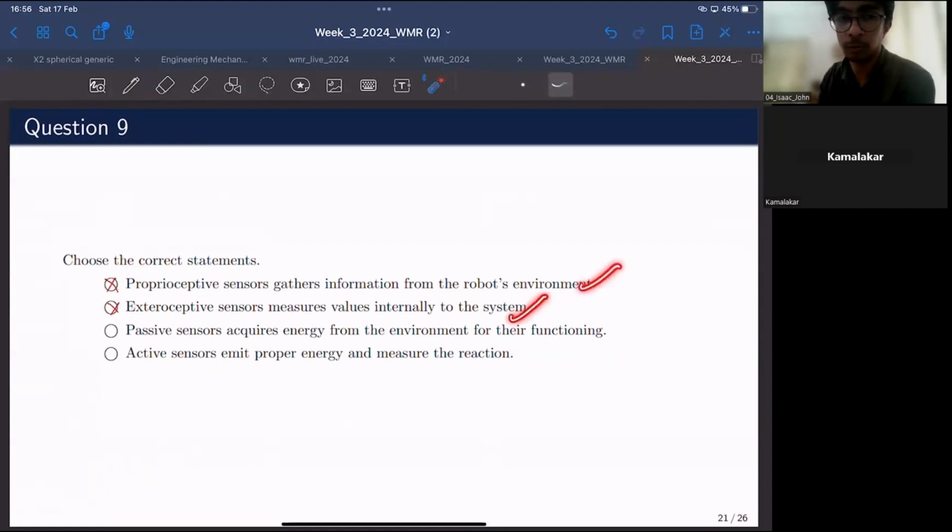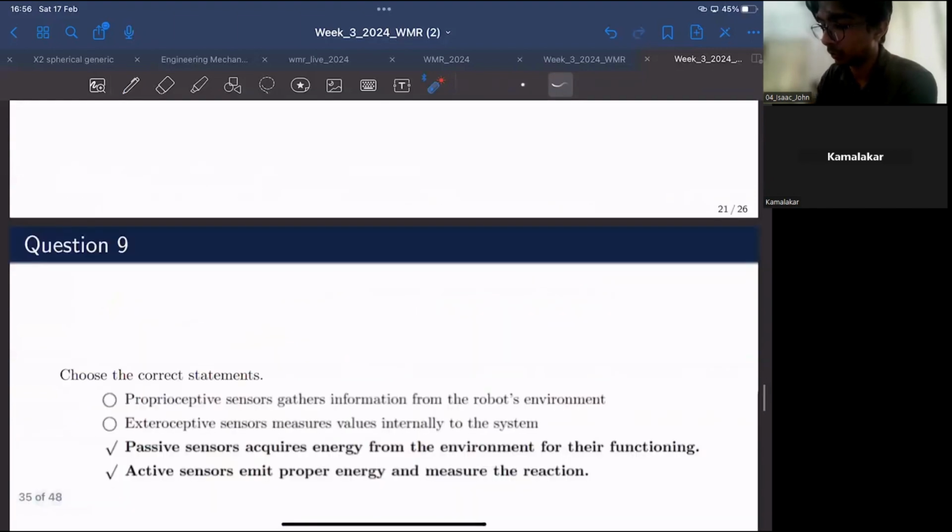This applies to proprioceptive. And the third statement, passive sensors acquire energy from the environment for their functioning. Again, by definition, that is true. And active sensors emit their own energy and measure the reaction. That is also correct. So both of these options are true. This is a multiple correct answer question.